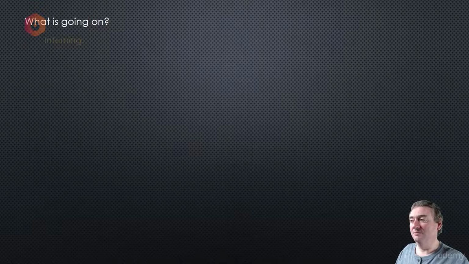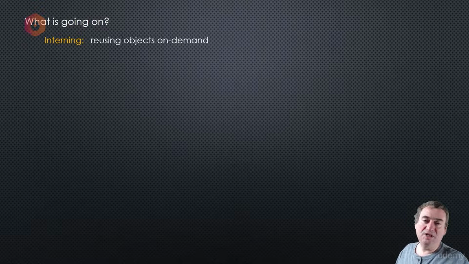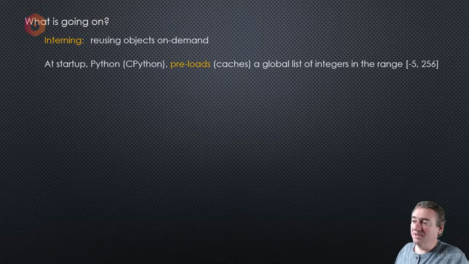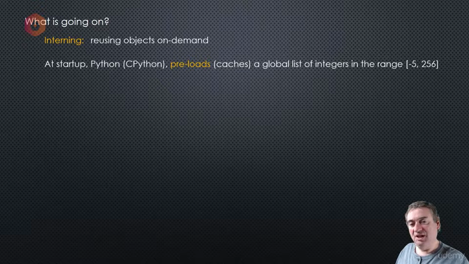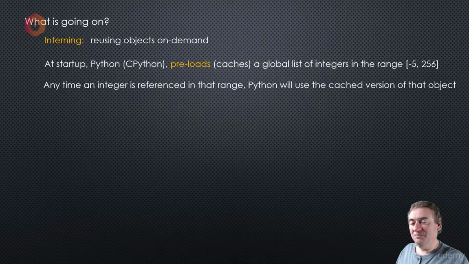So what's going on? Well, it's something called interning, and interning basically is reusing objects on demand. At startup, CPython preloads or caches a global list of integers in the range -5 to 256 inclusive. What that means is that anytime we reference or use an integer in that range, Python is going to use the cached version of that object. It's not going to create a new one. It's going to look it up in its list and say, okay, I'm going to use this existing one already. So it's going to reuse that memory address.